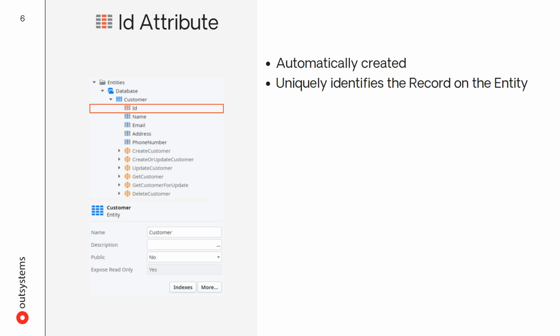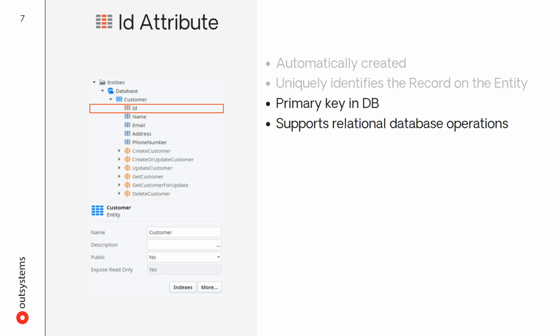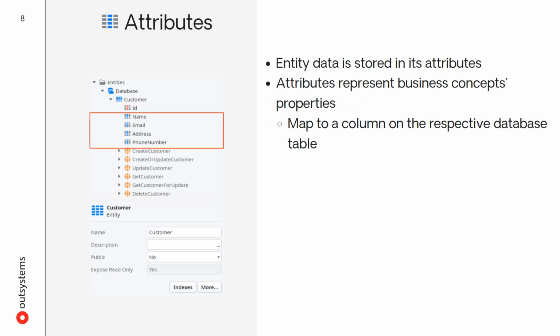By default, entities are created with an ID attribute. This attribute may be modified if needed, and it uniquely identifies each record in the entity. It acts as the primary key of the database table, and it provides support to create relationships between entities. Entities must have at least one attribute, and they may have many more. Just like the ID, other attributes are mapped to columns in the database table.